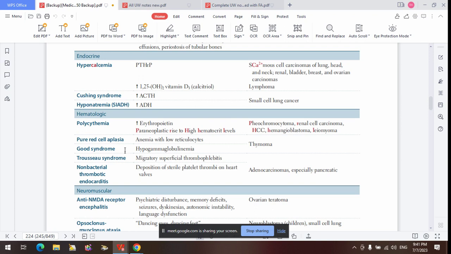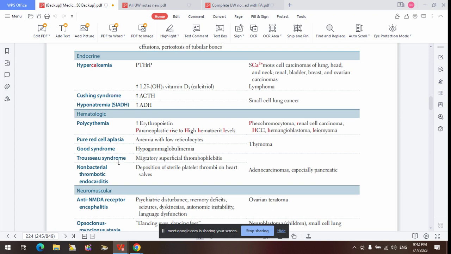Not that, because someone can have anemia that is not pure red cell. The mature red blood cell will just be low. Reticulocyte count will be normal. But someone that has a red cell aplasia, reticulocyte count is low. They have been damaged by the antibodies from the thymoma.